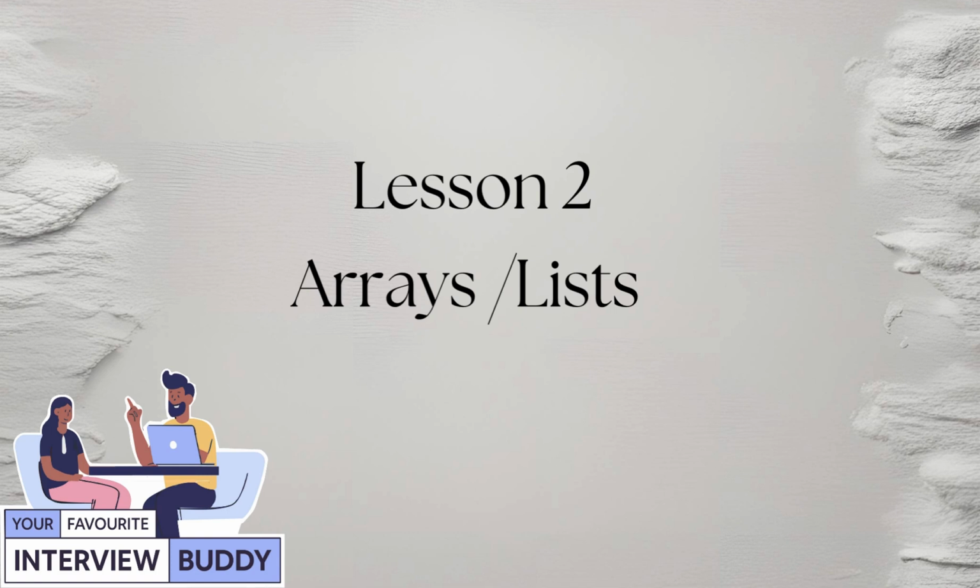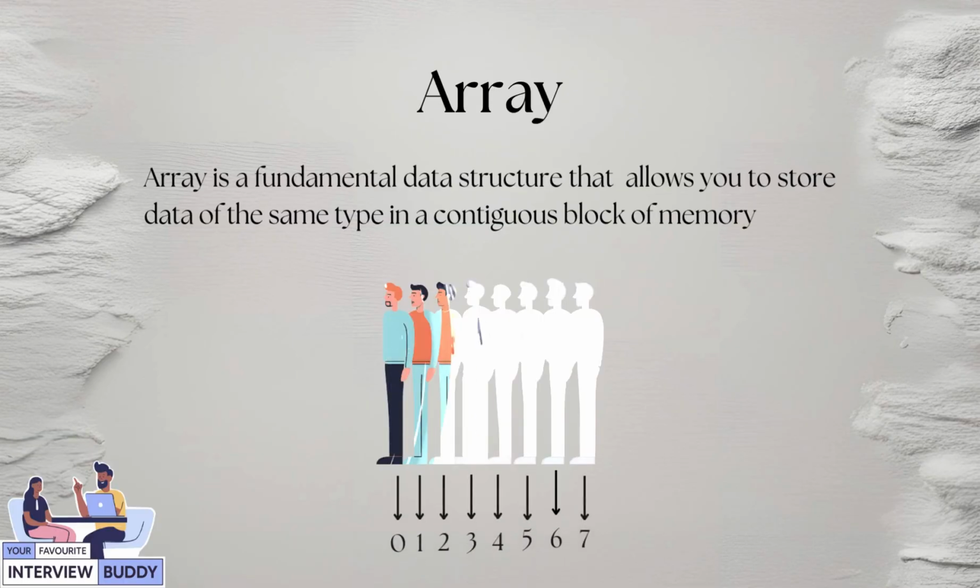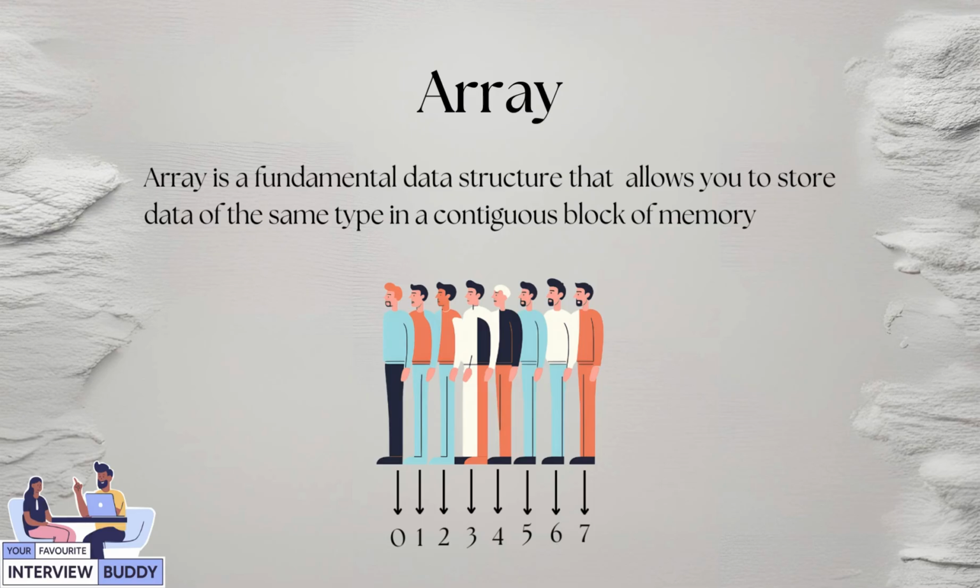Let's start by refreshing our memory on what arrays and lists are. In our last lesson, we defined arrays as a fundamental data structure that allows you to store data of the same type in a contiguous block of memory. You could call the illustration below an array of humans. Arrays are always fixed in size, with each element in the array easily accessible by index starting from 0.